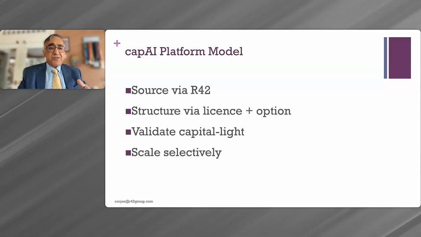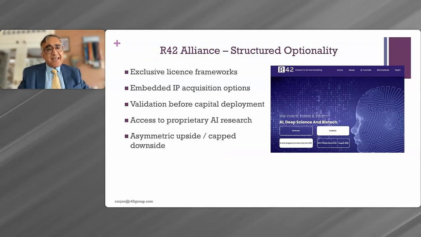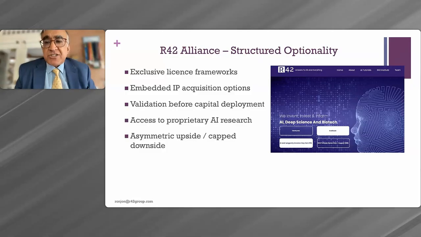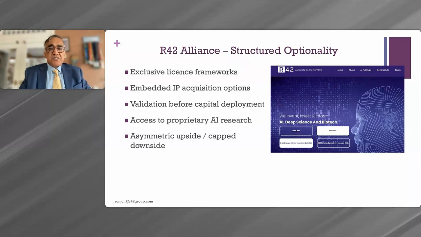So R42, I've mentioned that a couple of times. Who are they? What do they do? Let me explain, because it's key to sort of funnel ideas, funnel projects to a public entity structure. R42 is a venture fund. It's a private structure, but also has a research institute that invents its own ideas, and it's focused on AI and longevity. So we have exclusive frameworks with R42, and we end up with a license and then an option to buy the actual intellectual property underlying that license.